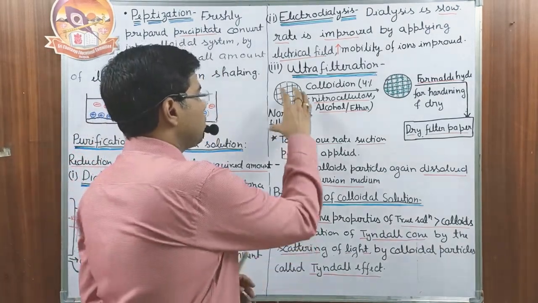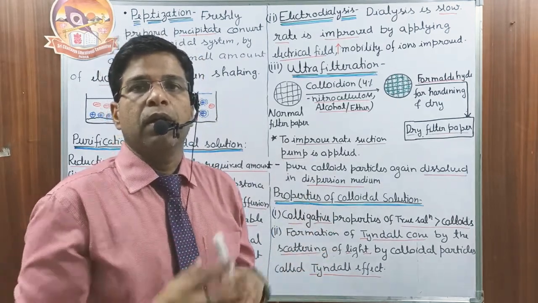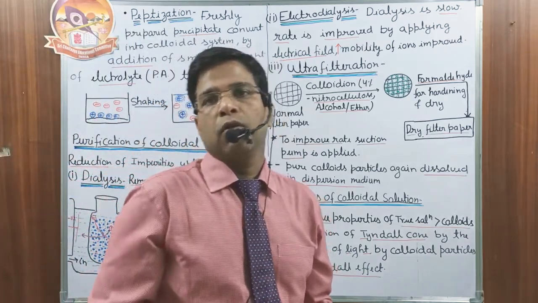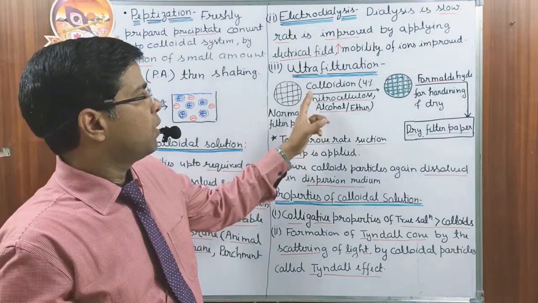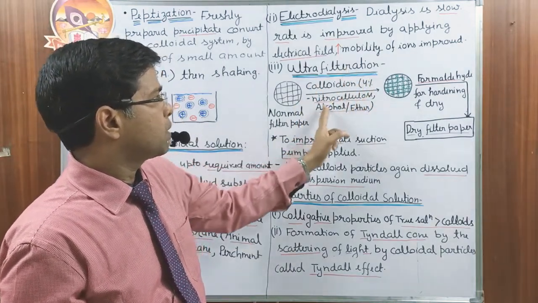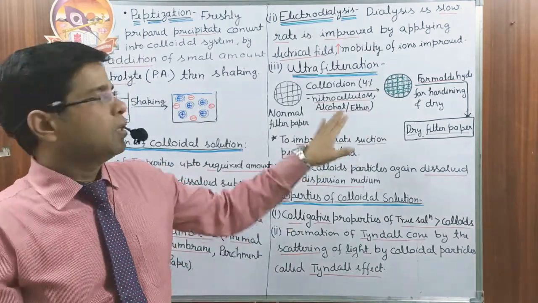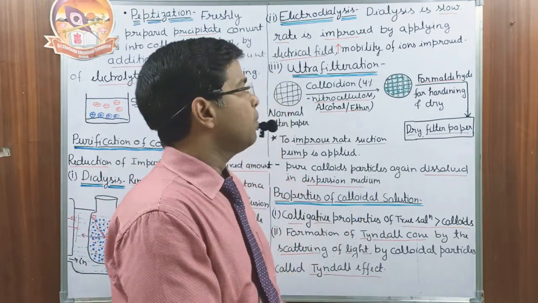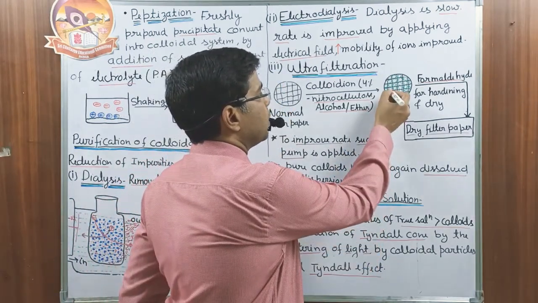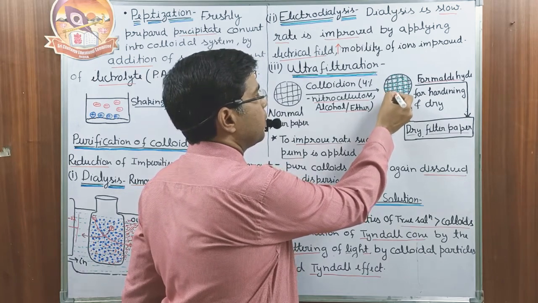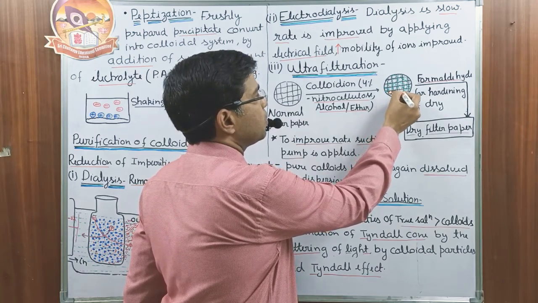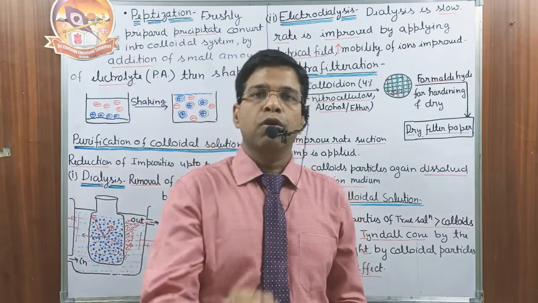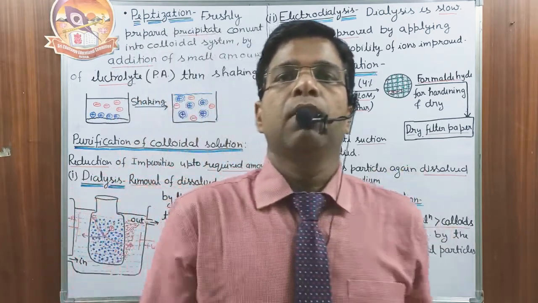Then the next one is ultrafiltration. A normal filter paper has big openings, and colloidal particles can cross through it very easily. So what do we do? We take a normal filter paper and dip it in the solution of collodion, that is a 4% solution of nitrocellulose in alcohol or ether. We dip this filter paper for some time in the collodion. What happens? The particles of nitrocellulose deposit on the filter paper. They decrease the size of the openings of the filter paper, and the openings become so small that the colloidal particles cannot cross the filter paper.